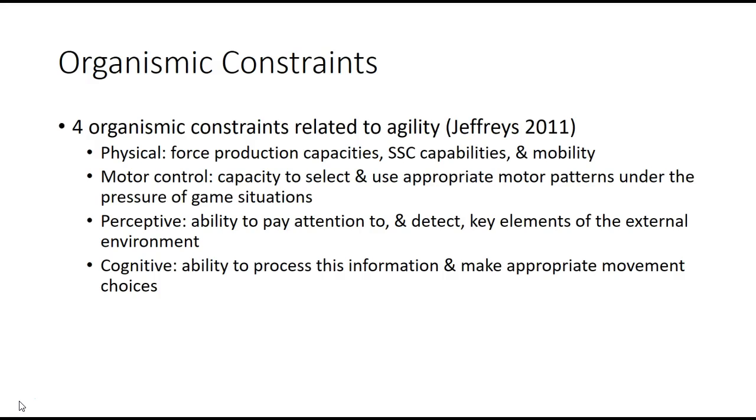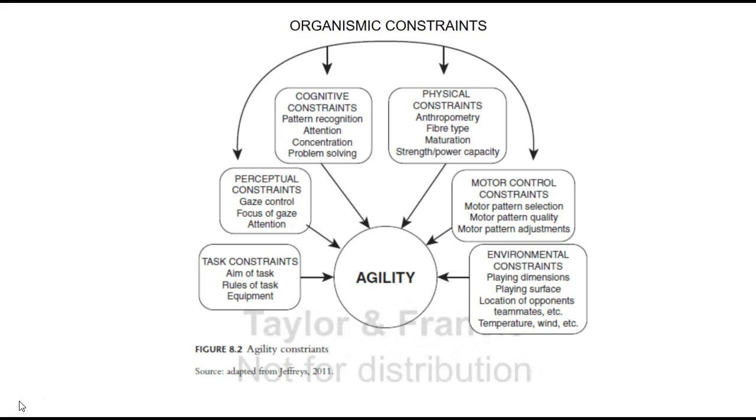We also look at perceptive organismic constraints, which is the ability of an athlete to pay attention, to be aware, and to detect key elements of the external environment, such as a ball or an object of the game that is approaching them. And then we have the cognitive organismic constraint, which is the ability of the athlete to process the information and, based on their interpretation, make an appropriate movement choice in order to be successful, not only in the task, but also on the field or on the court, depending on the sport that they play.